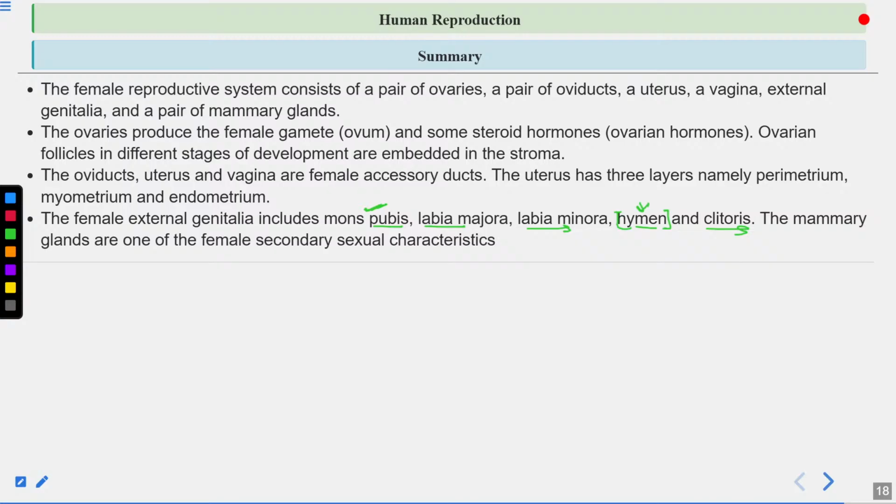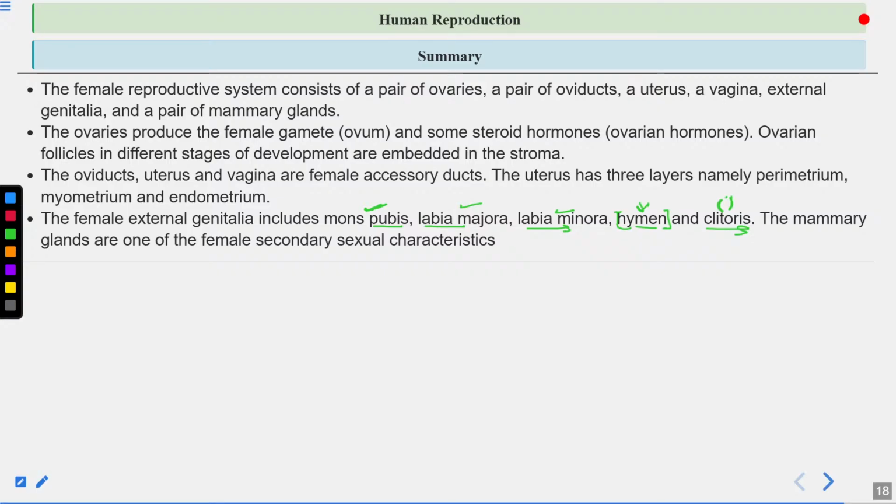Okay, clear? Then mons pubis consists of fat and pubic hairs. Then below the mons pubis, labia majora is present. Then labia minora is present. Clitoris is present at the junction of the labia majora and labia minora. Clear? Where the 2 labia minora meet, there the clitoris is present, means at the junction of the 2 labia minora.